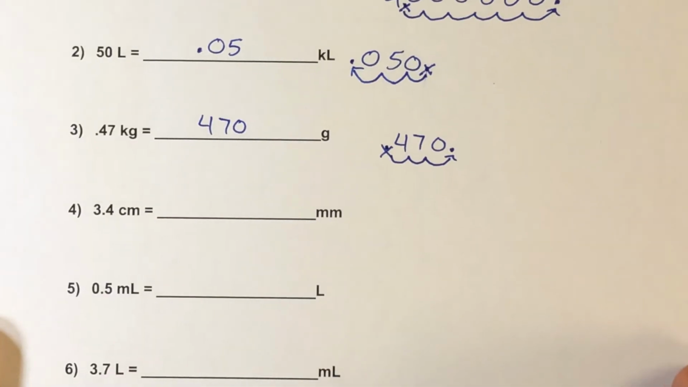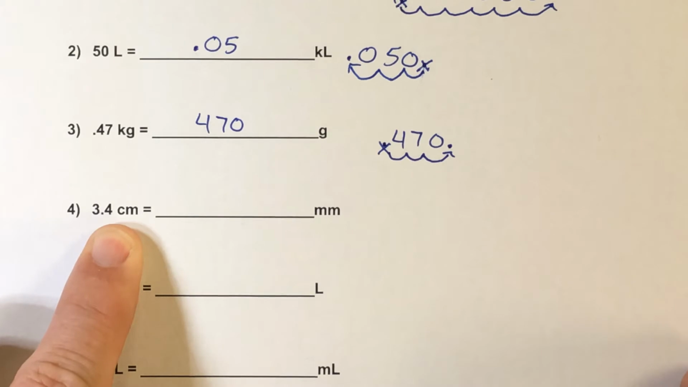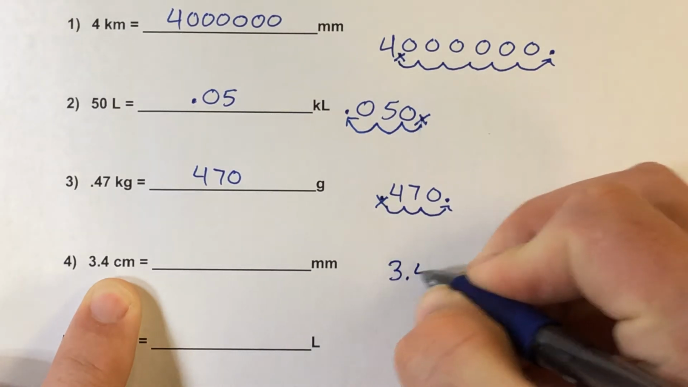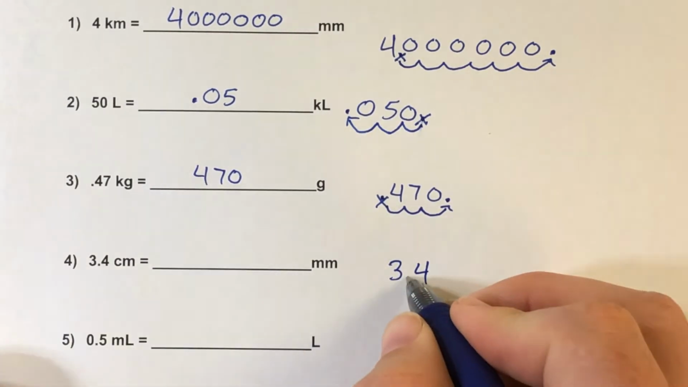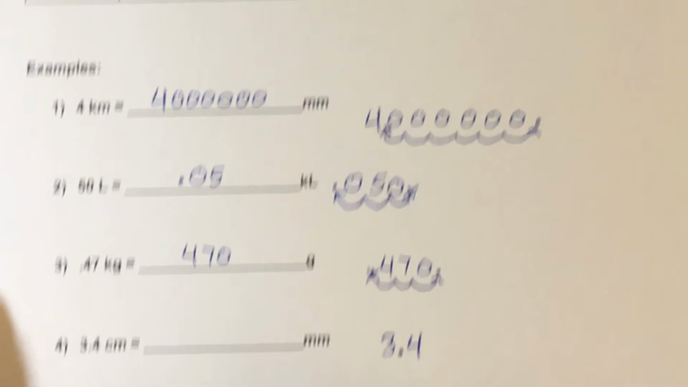All right, our fourth example, 3.4 centimeters. I want to know how many millimeters are in that. So first step, we write down our number. Next step, we locate our decimal. It's right between the 3 and the 4. Next, we're going to determine what we are converting from and to. We're converting from centimeters to millimeters.